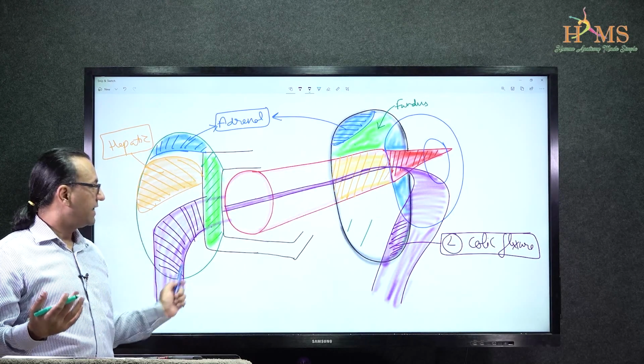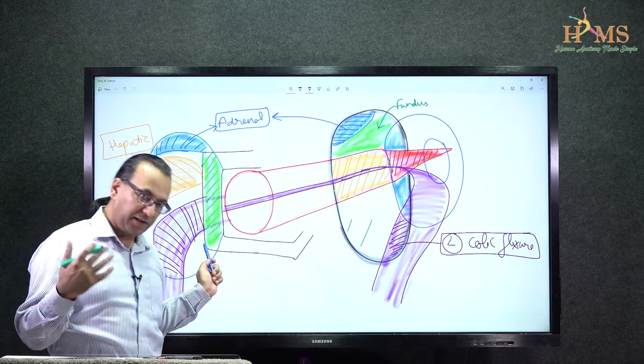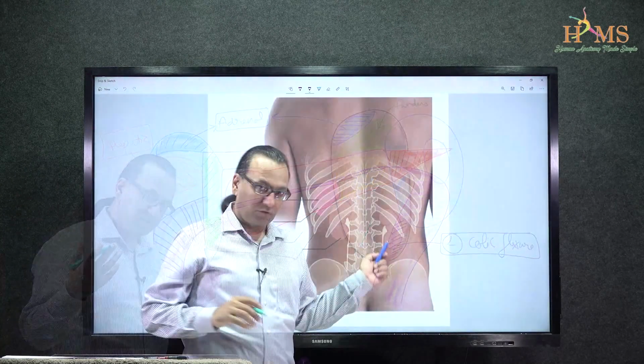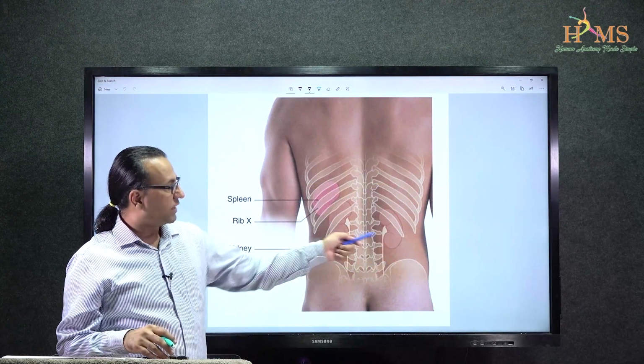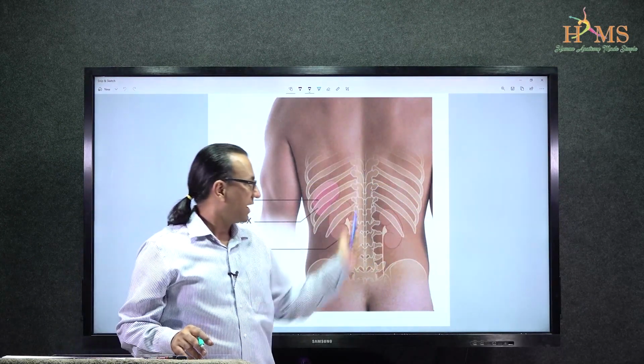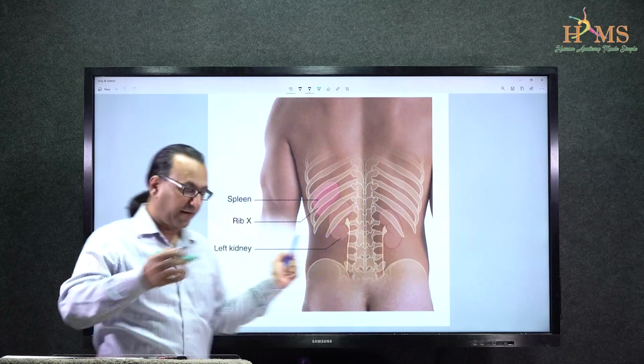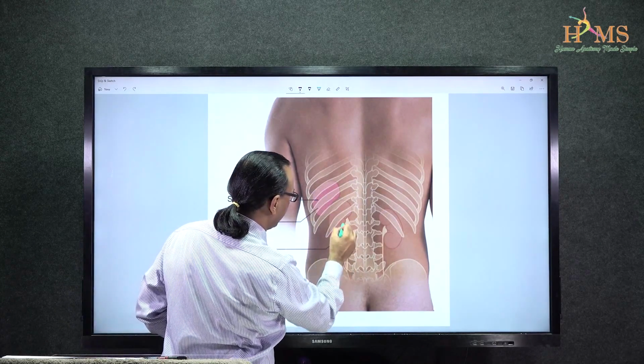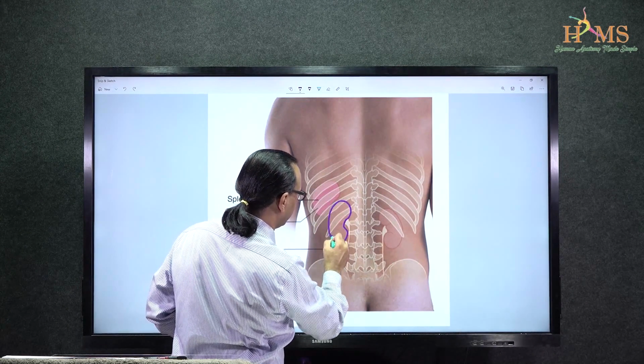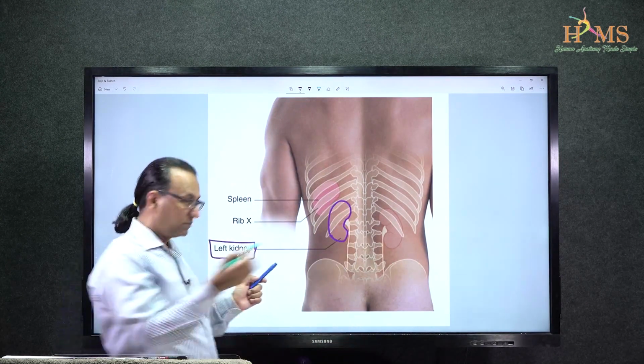Actually, behind the kidneys, we will have the ribs and the muscles. Now, this is the posterior view of both the kidneys. You can see the midline vertebra and the ribs here. Let me put the outline of the kidneys. So this is the left kidney, which is a bit higher as compared with the right kidney.